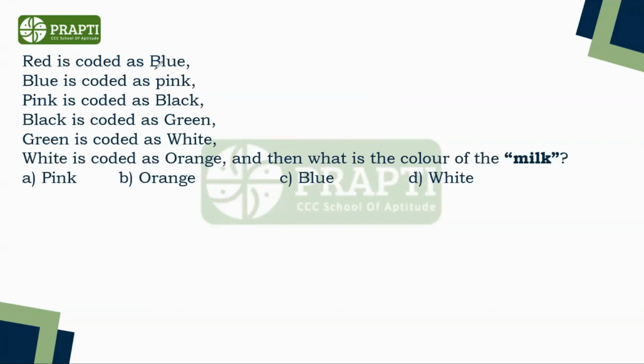Red is coded as blue, blue is coded as pink, pink is coded as black, black is coded as green, green is coded as white, and at last, white is coded as orange. What is the color of the milk? If someone is asking you what is the color of the milk, what will you tell? You should not say white. You should say white is coded as orange. So the color of the milk is orange. Got it? So this will be the answer.